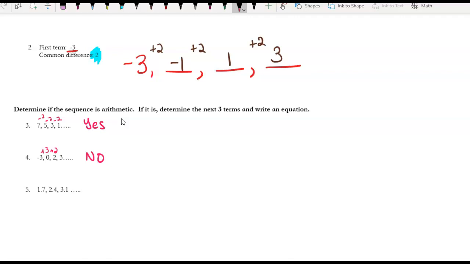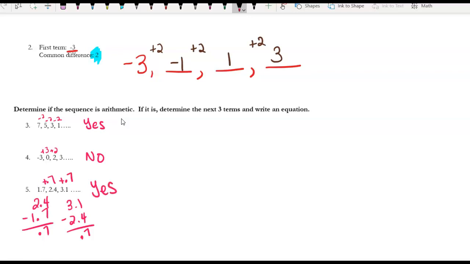Okay, this one's a little tricky. If you ever can't tell what it is, what you do is you take your phone or your calculator and you subtract. 2.4 minus 1.7. Well, that's 0.7, so they did plus 0.7. And then I'm going to do the next one, 3.1 minus 2.4. That's also plus 0.7. So it does look like a yes.